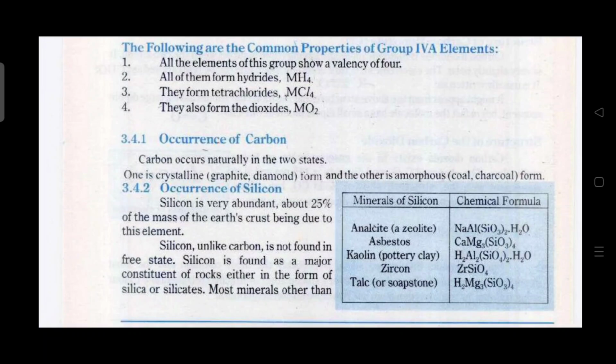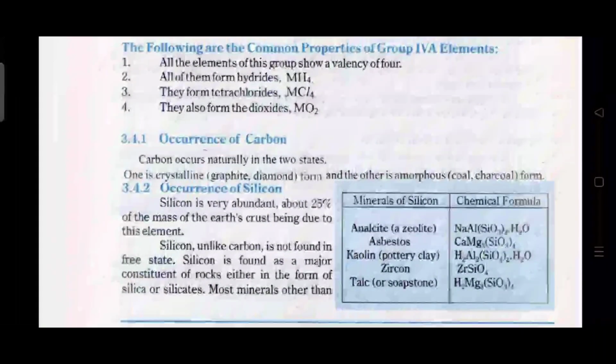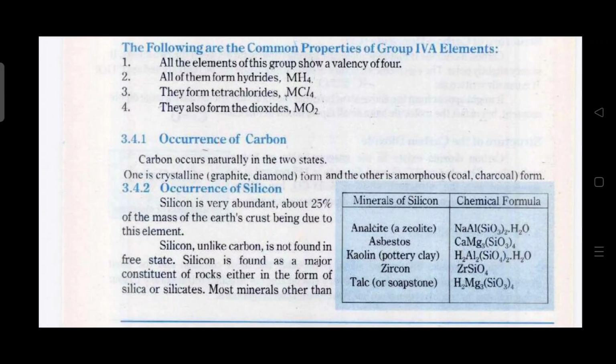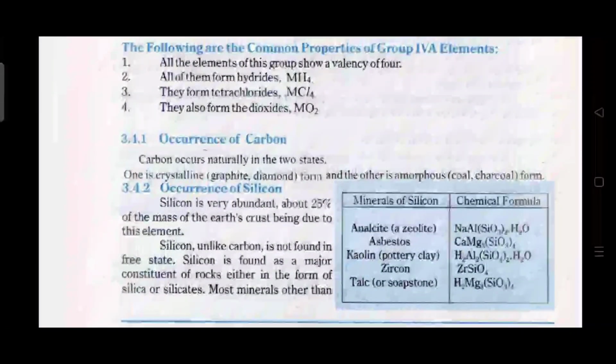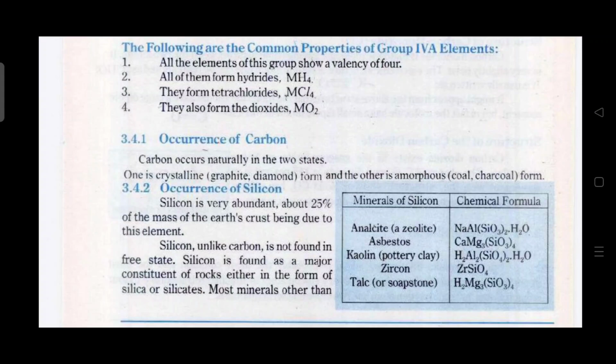Now let's talk about the occurrence of carbon. Carbon is widely distributed in nature in the form of minerals such as limestone, dolomite, and magnetite. Carbon is also present in natural products closely associated with plants and animals. Carbon is also present in carbohydrates, proteins, oils, and fats.